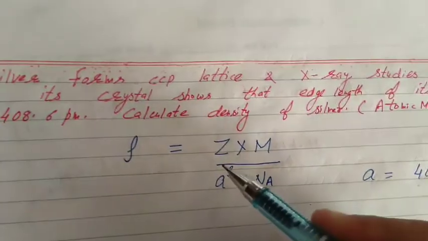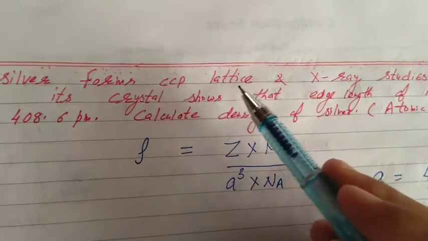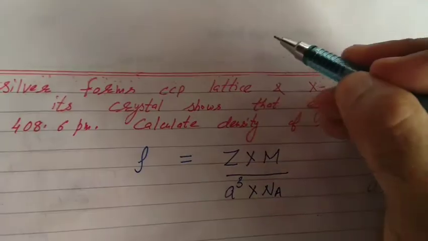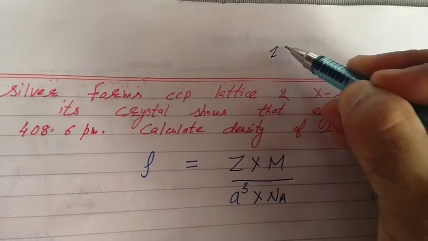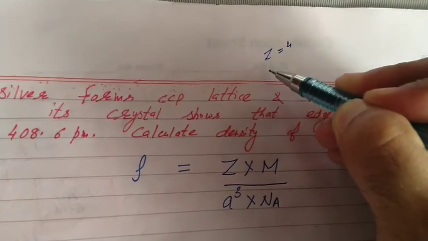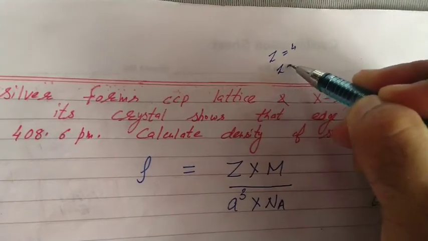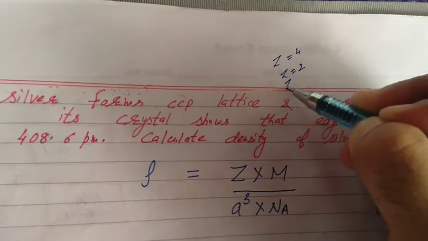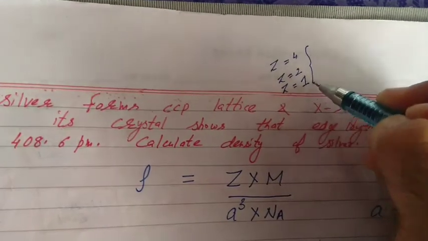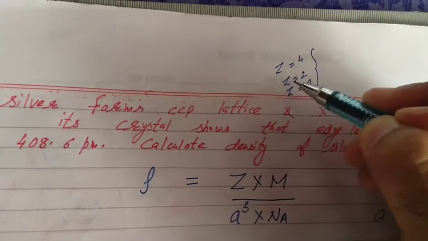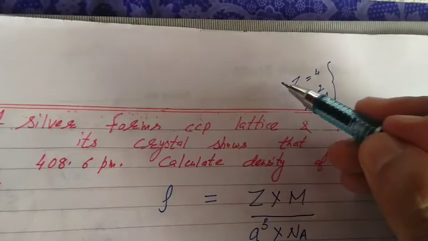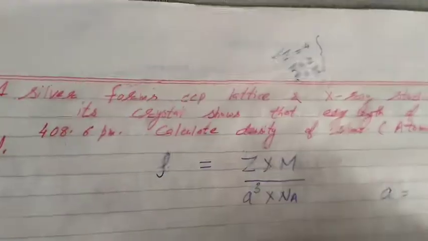Students, what is Z? It depends on the given system. The given system is CCP. We know CCP is equivalent to FCC. In case of FCC, Z is equal to 4. There are 4 atoms. In case of BCC, Z is equal to 2. And for simple cubic system, Z equal to 1. That is number of atoms per unit cell in the given system. Simple cubic 1, body centered cubic 2, and face centered cubic Z is 4. CCP is equivalent to FCC. So in this case, Z is equal to 4.